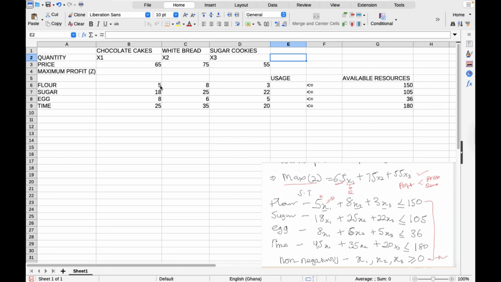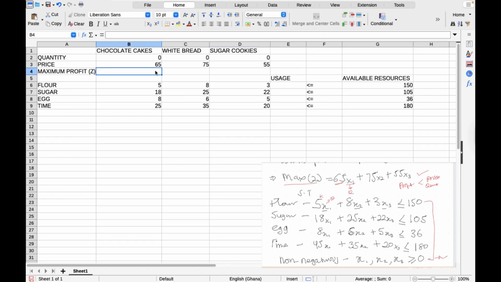So if you say 5 multiplied by x1, like how we did it for the flour, 5x1 plus 8x2 plus 3x3 is less than or equal to 150. Same thing, 18x1 plus this plus this is less than or equal to 105. For x2, we had the same thing. You understand? So we create it here. But then we don't know the variables. We are finding the quantity, x1, x2, x3, the decision variables. And since we don't know the number, we represent them by 0. So that we solve it here and then we know the quantity they're able to sell.